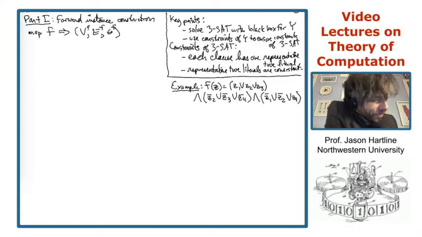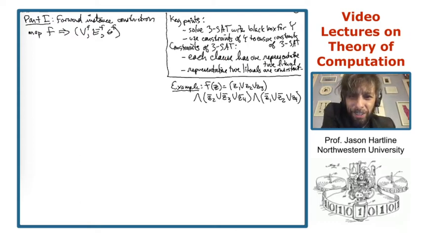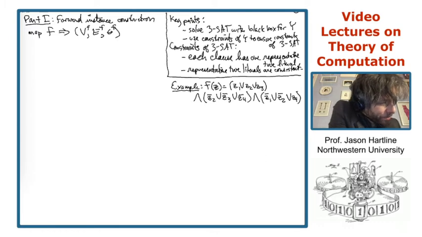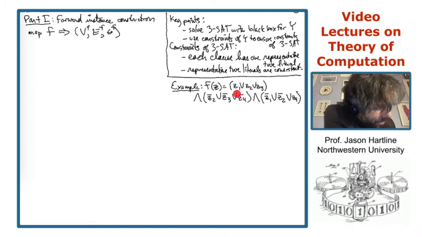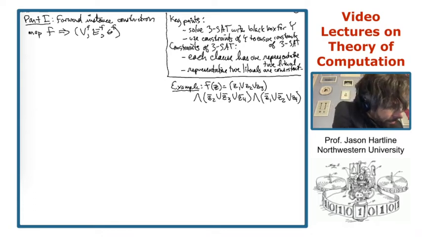And so what are my constraints of 3-SAT? My constraints of 3-SAT are that each clause has one representative true literal, and representative true literals are consistent. Okay, so here's my idea. I'm going to create a vertex in my graph for every literal. Okay, so let's just draw those.